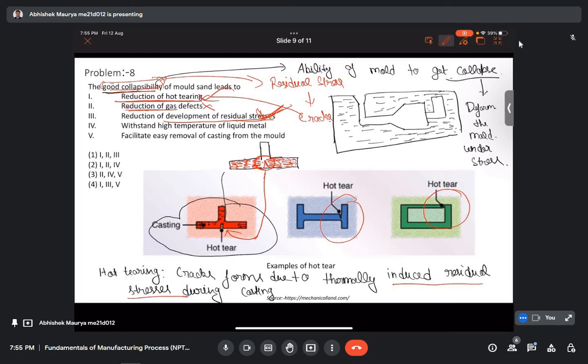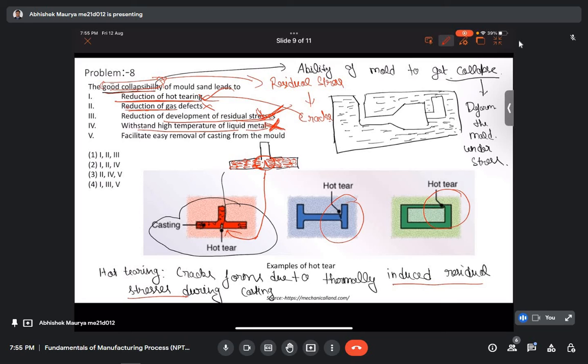Now, it can withstand the high temperature of liquid metal. Although it is a required property that the mold should sustain high temperature, it has nothing to do with collapsibility. It is required, but it is not related to collapsibility. So this option is not correct as far as this question is concerned.